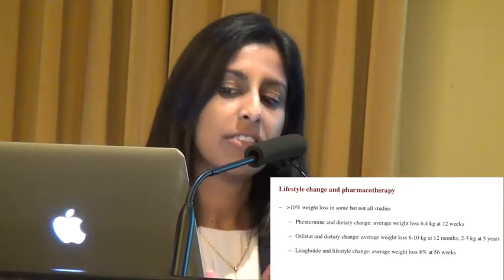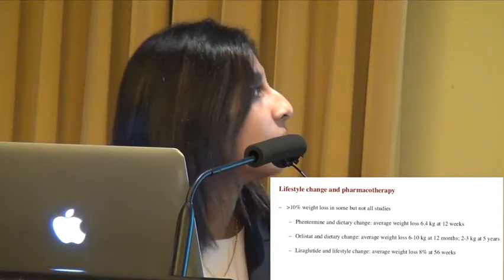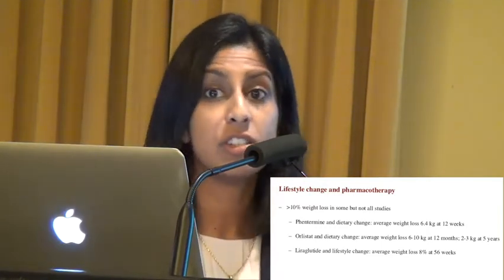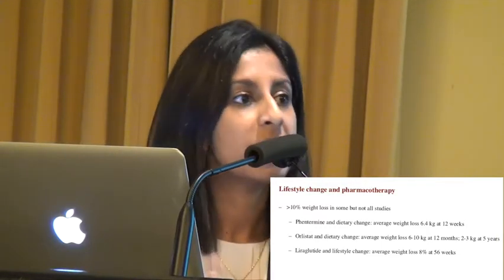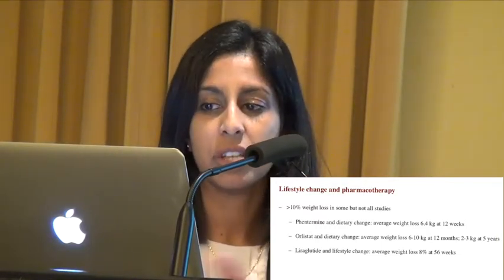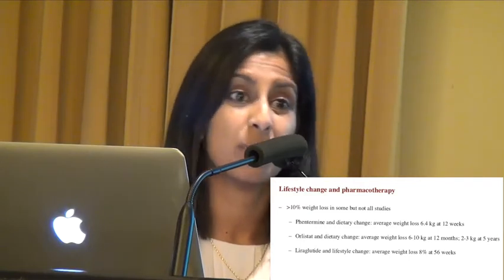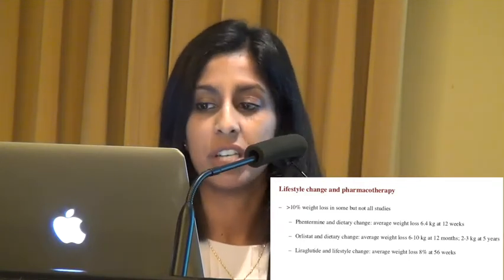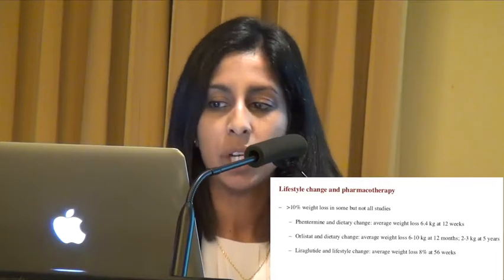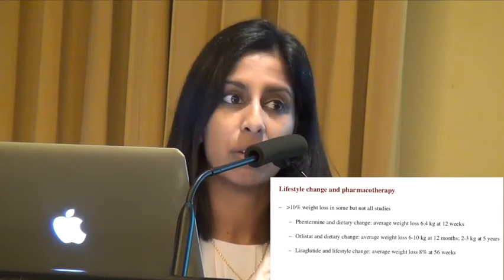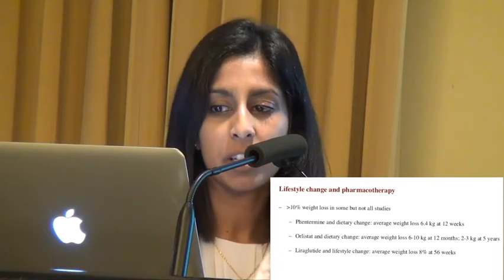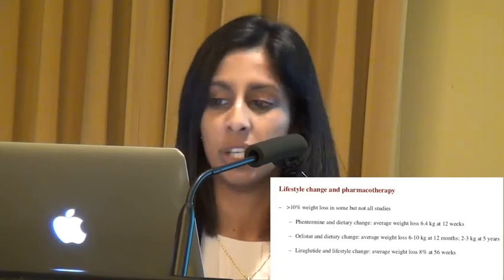So this is where the lifestyle change and pharmacotherapy comes in. Again, not all the studies show that they have greater than 10% weight loss. Phentermine, along with the dietary change, the average weight loss at 12 weeks was 6.4 kilograms, but not a lot of data past that. Orlistat and dietary changes, so 2 to 3 kilograms at 5 years, and liraglutide and lifestyle change, average weight loss is 8% at the end of 12 months.